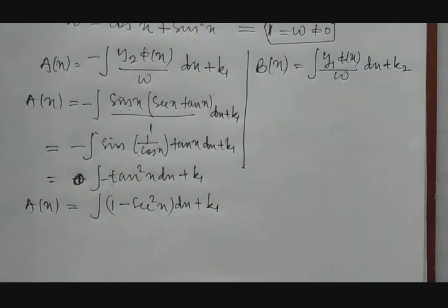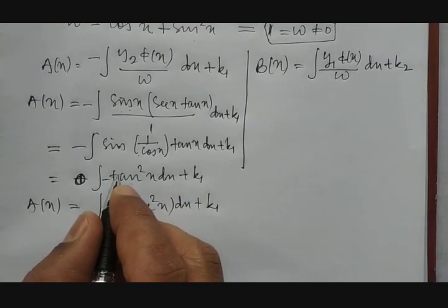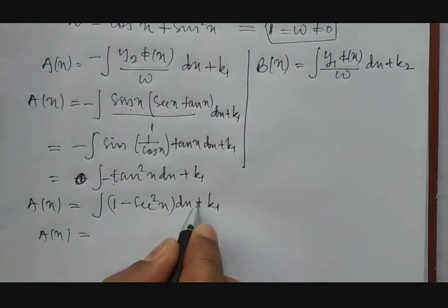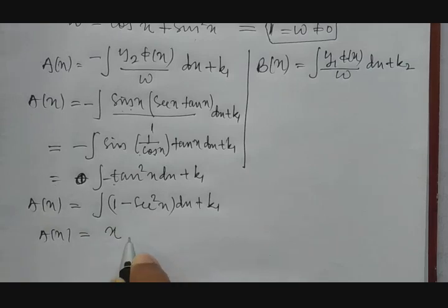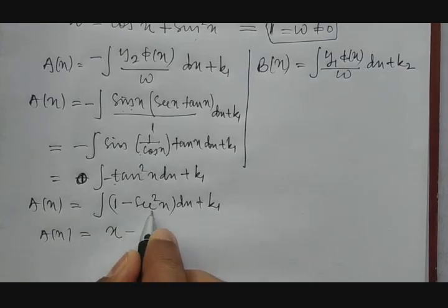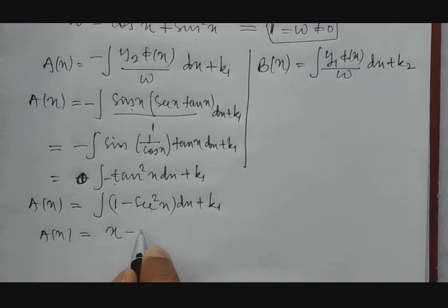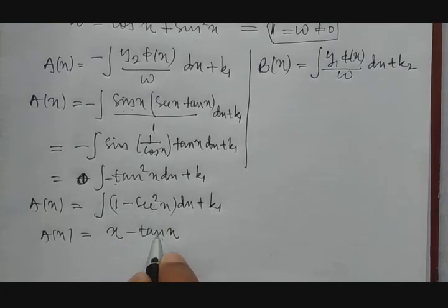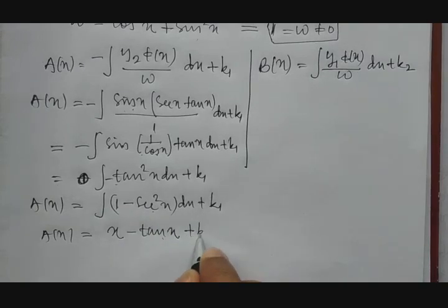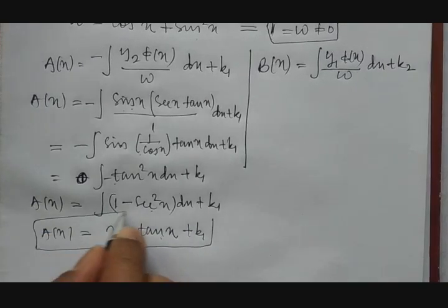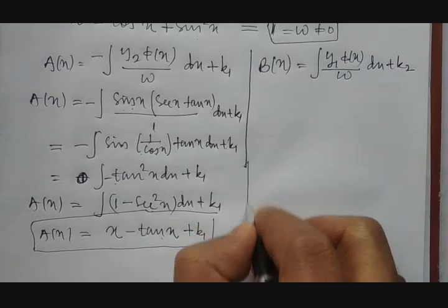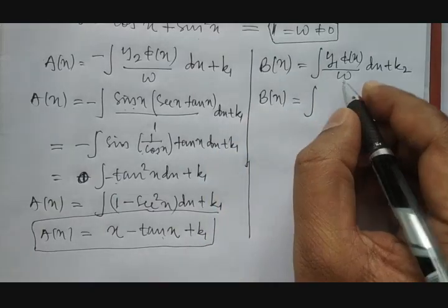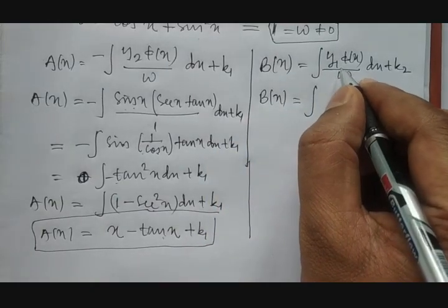Therefore, let us go for integration. Then A of x is equal to integration of 1 with respect to x, which will be x, minus integration of sec square x, which is nothing but tan x, because differentiation of tan x is sec square x, so vice versa, plus k1. So this is the value of A. Similarly, the value of B can also be calculated. Integration of y1. What is y1?